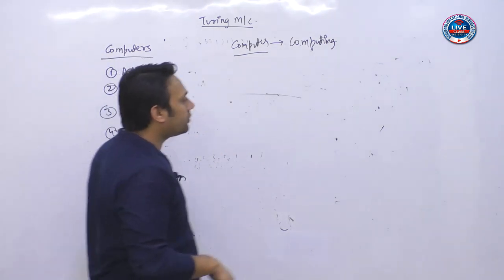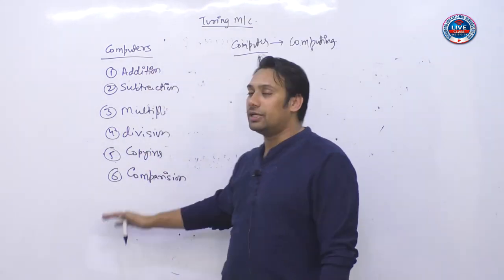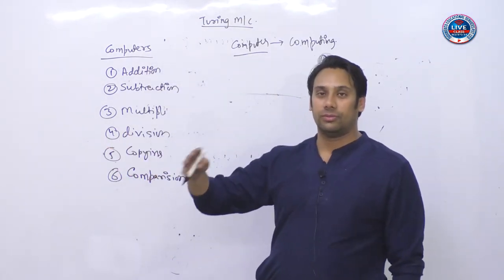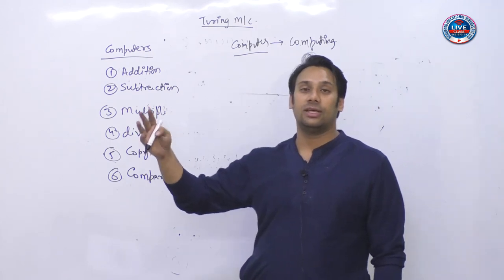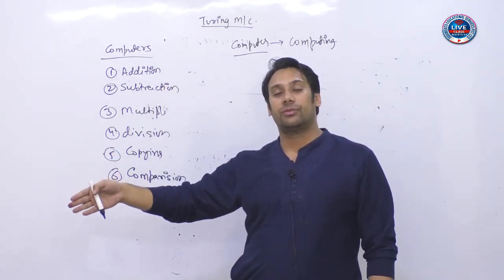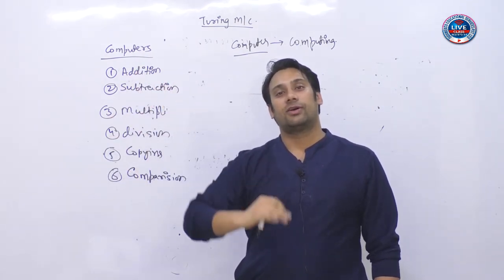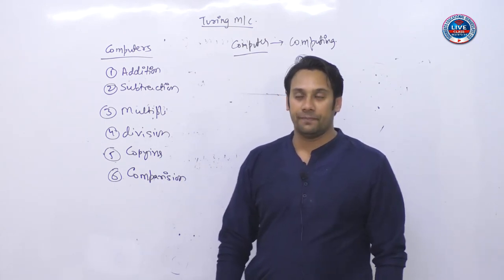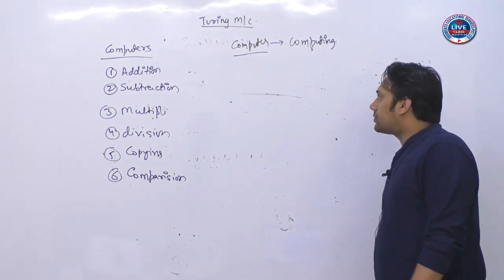So somehow, if I can prove that these operations can be done by a computer, and your Turing machine can also do these operations, so we can say your computers are as powerful as your Turing machine, or your Turing machines are as powerful as your computers. Okay. So let us understand these operations one by one.